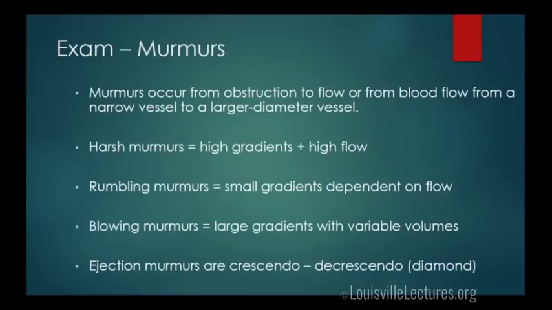So murmurs are defined as harsh, rumbling, and blowing, and these are the different circumstances in which you're going to see these types of murmurs, depending upon the way that you describe them. This is what those actually mean. And then ejection murmurs are always diamond-shaped, right? They get bigger and then they get smaller. So if you're ever suspecting an ejection murmur, I want you to think of crescendo-decrescendo. Okay, all ejection murmurs are going to be in that shape.